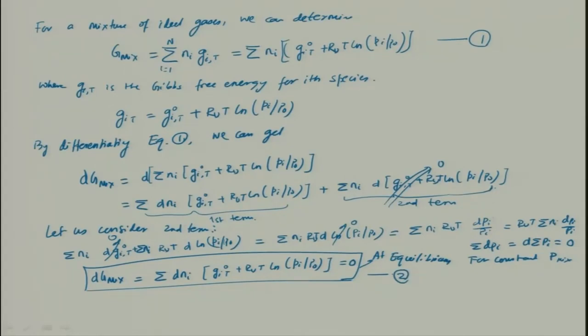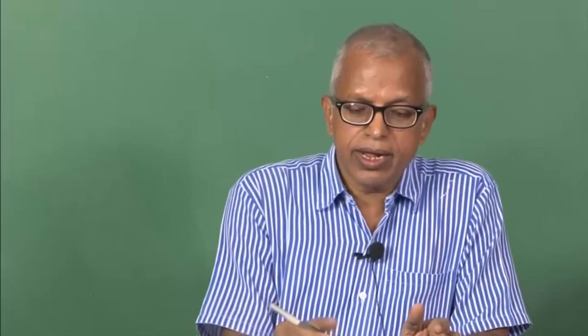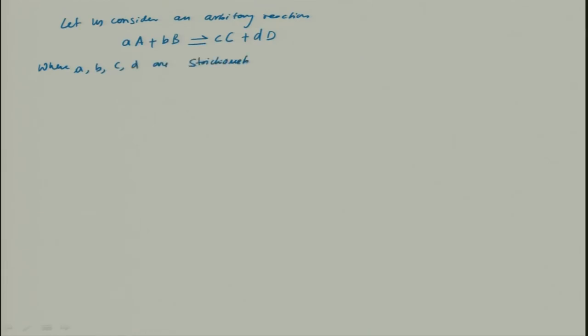What we will do is consider an arbitrary bimolecular reaction: a moles of species A plus b moles of species B going to c moles of species C and d moles of species D. Here a, b, c, d are the stoichiometric coefficients.